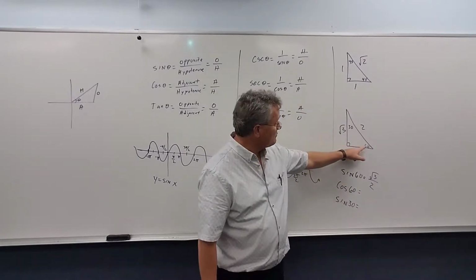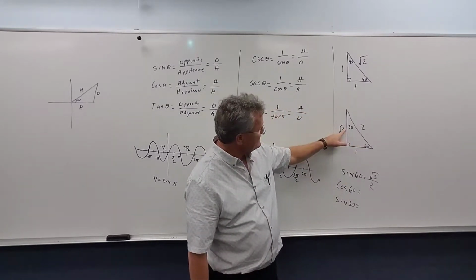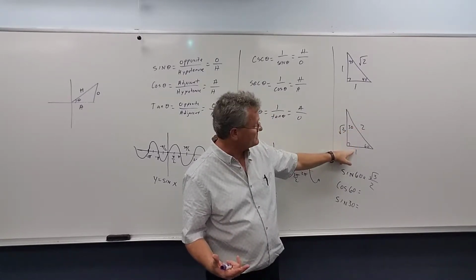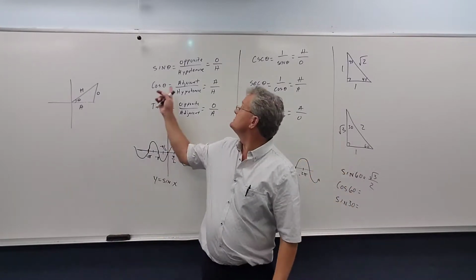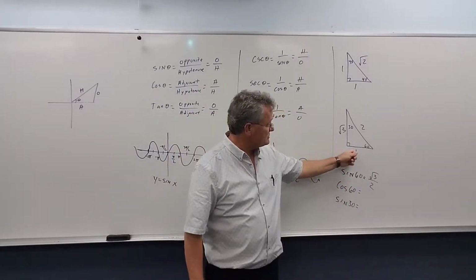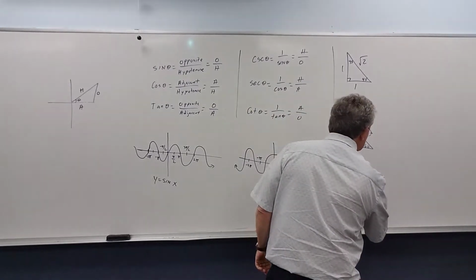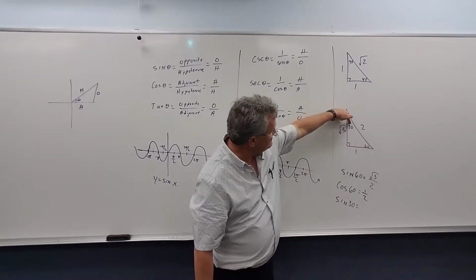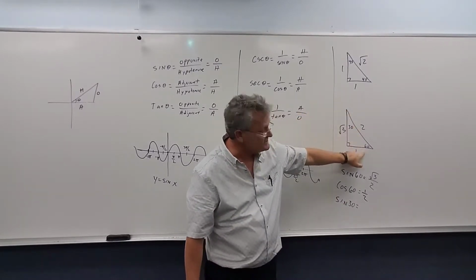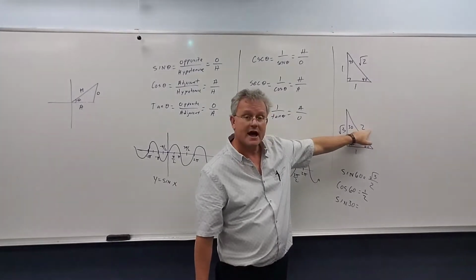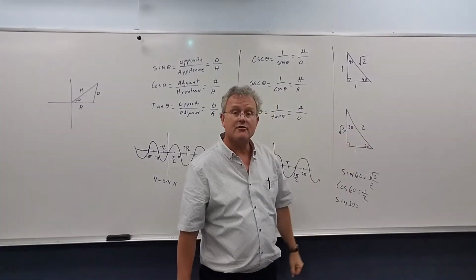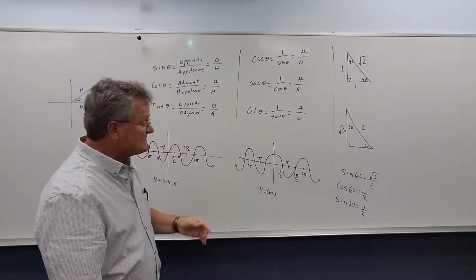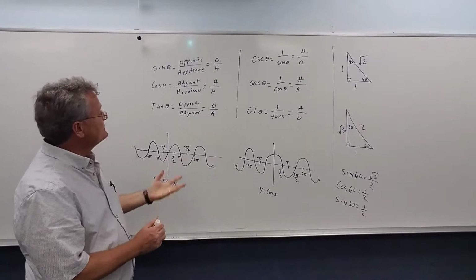What is the cosine? Well, relative to 60, this is the opposite, this is the hypotenuse. That means the other side is the adjacent. So cosine is adjacent over hypotenuse, which is 1 over 2. What about sine 30? Well, relative to 30, this is the opposite side, this is the hypotenuse. So the sine of 30 is 1 over 2. So that's the basic idea of these trig functions.